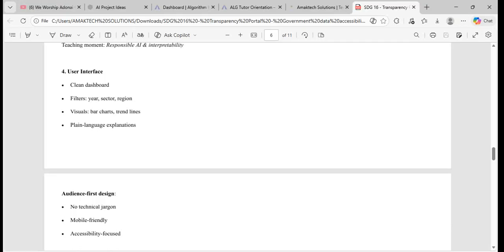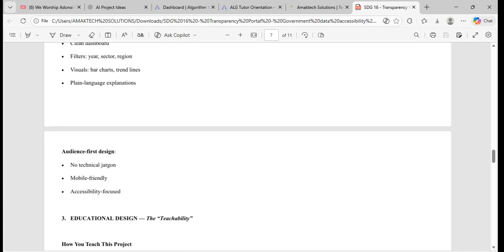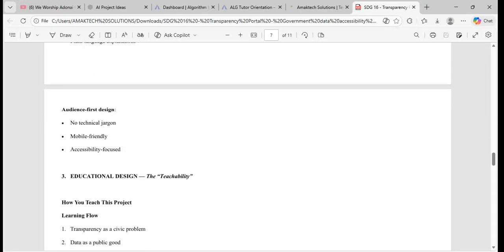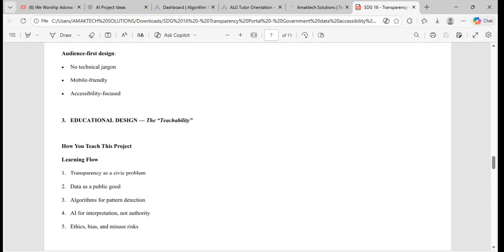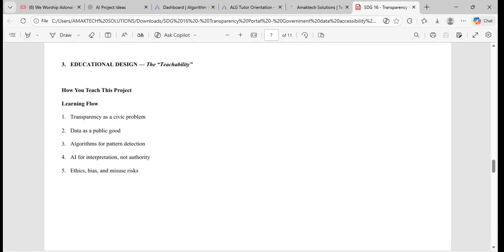From there we go to the user interface. Here there is a clean dashboard. Filters, sector, region. Visuals, bar charts, trend lines, plain language explanations. Audience-facing design: no technical jargon, mobile friendly, accessibility focused. From there we go to the educational design.